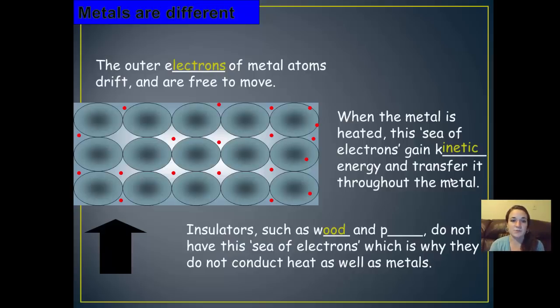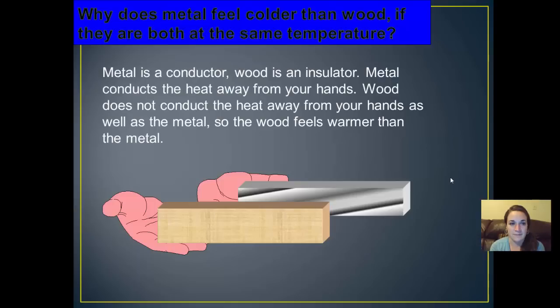Insulators, such as wood and plastic, do not have that same sea of electrons. Their electrons are pretty rigid. They're stuck in place. So they do not conduct the heat as well as metals. They kind of keep it to themselves. They're not going to change their temperature very easily.